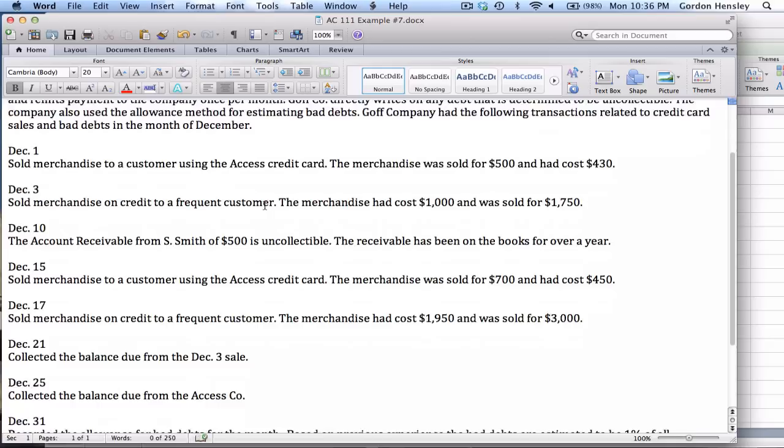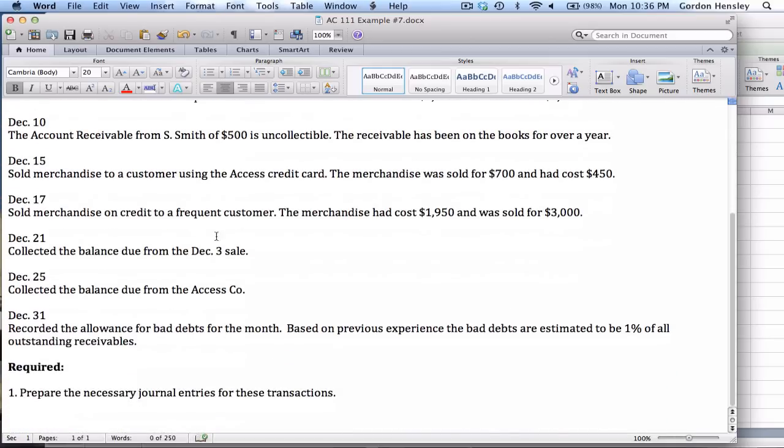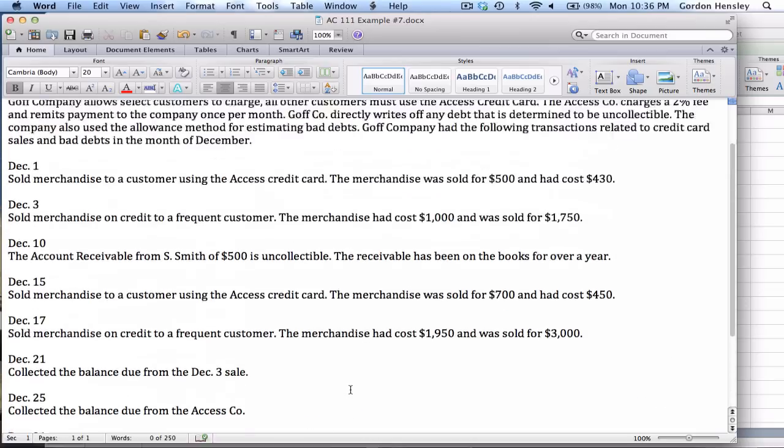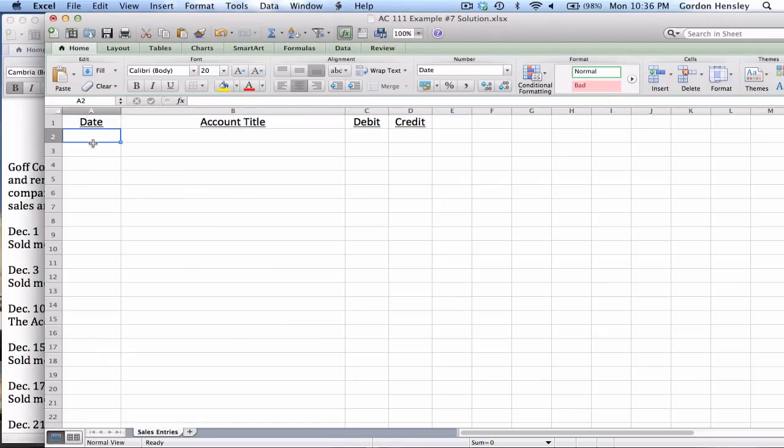So we have a whole series of different transactions that occurred all throughout the month, and under the requirements, the only requirement is simply that we are to do the necessary journal entries for all these transactions. To do this, I have my traditional journal entry page set up in Excel. Of course, you could do this on paper either way, but I'm going to do one journal entry for every transaction. In fact, there will be a couple transactions where I might have to do a couple of entries if it's a sale.